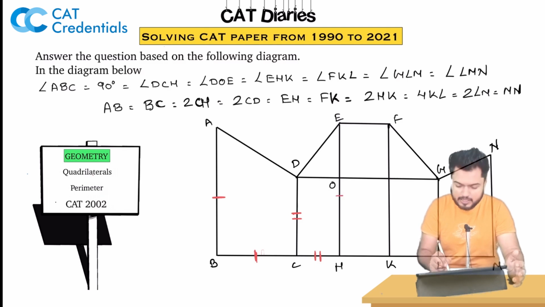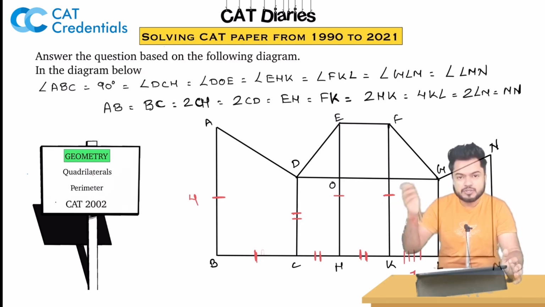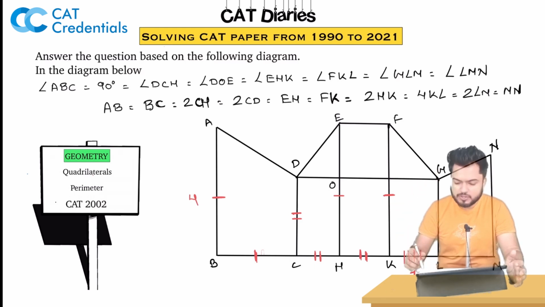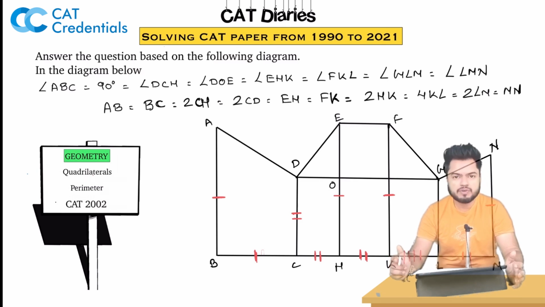So this entire thing is equal to this entire thing, that is EH is equal to FK. This entire thing is equal to 2 into HK. So 2 lines here is equal to 4 into KL. So 4 lines here. Which means if this is 4, this is 1. So 4 times KL is equal to your AB. Wherever there is one line, that's what you understand from that. This is equal to 2 into LM. So I'll put 2 lines here, and it is equal to MN. So that's where I have this figure ready.